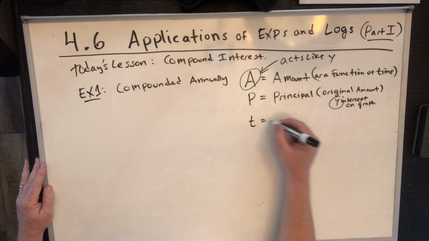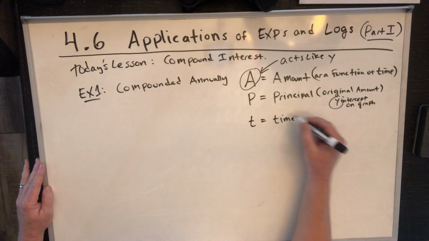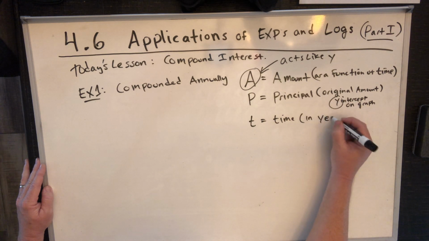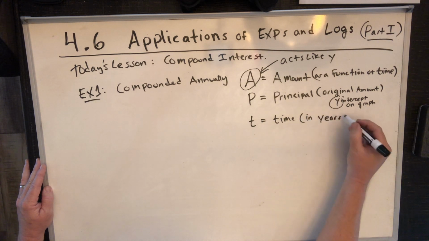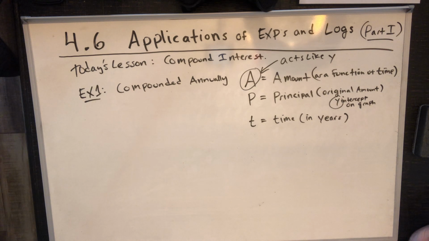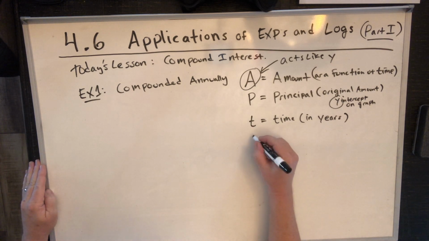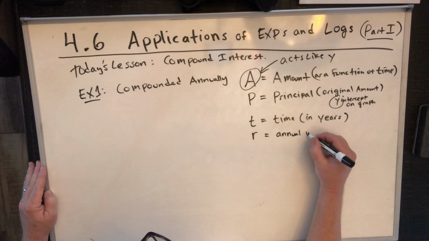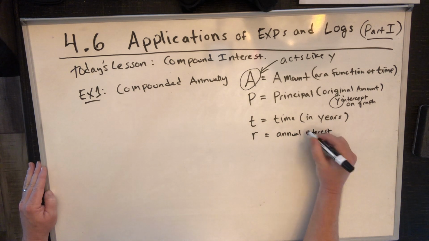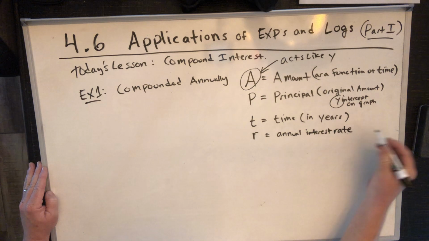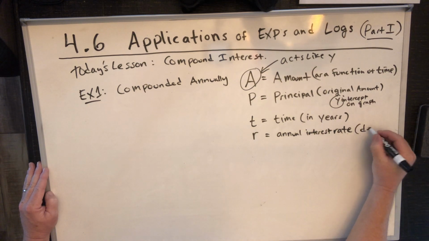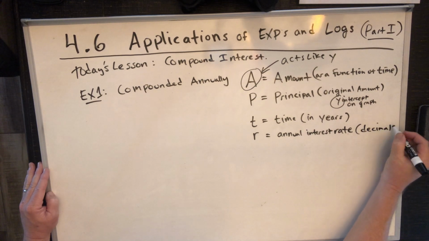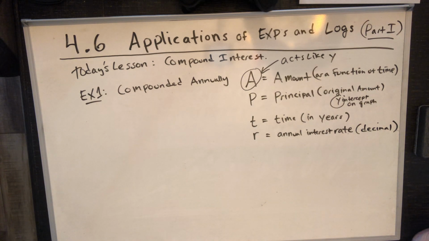T is the time. Typically in years, unless specified otherwise. And R is the annual interest rate. Make sure you write it as a decimal. It's typically given as a percentage, but we'll be converting that into a decimal immediately.